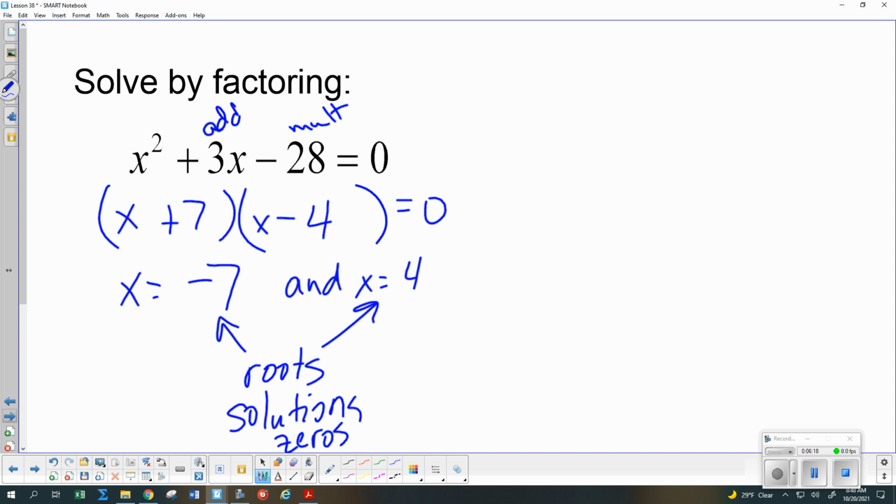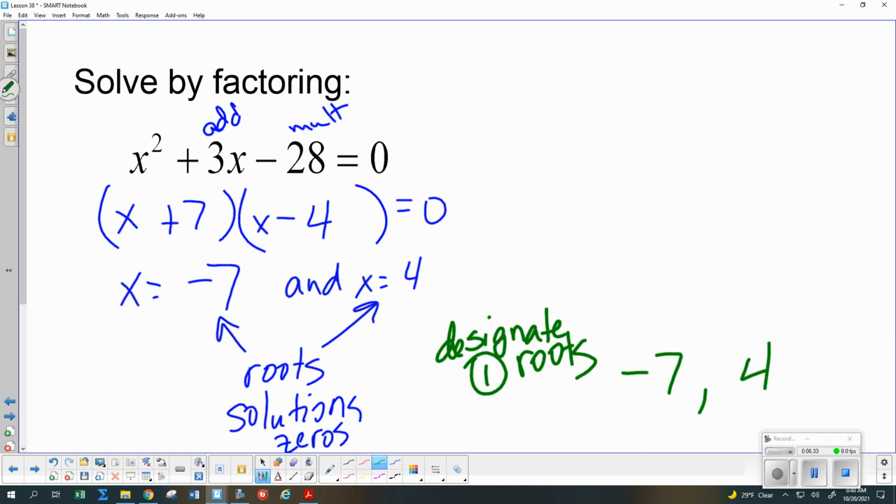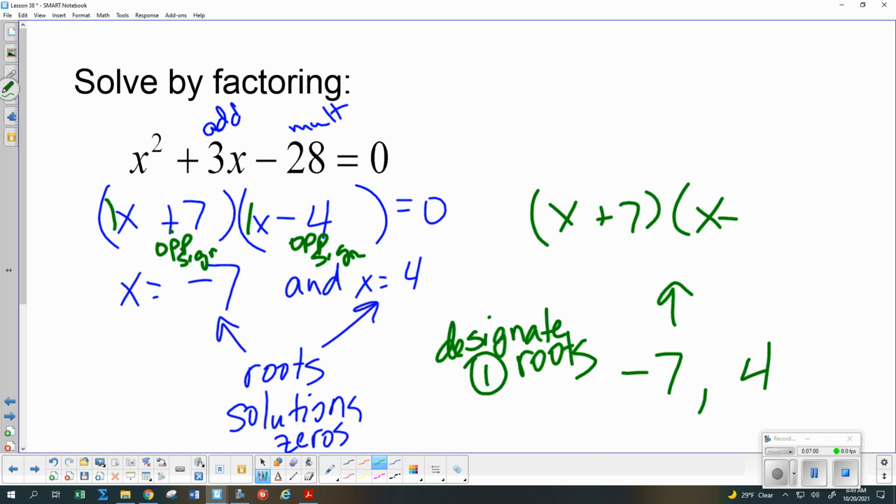What the book is going to start doing is the book's going to do this in reverse. The book is going to start here with designating the roots. The roots need to be negative 7 and 4. And then we need to do the steps in reverse order. So if we had a minus 7, the factor had to be a plus 7. We had to take x minus this root, or the opposite sign in there, and each parenthesis started with a 1x. So we would say x minus the minus 7, and then x minus the 4.